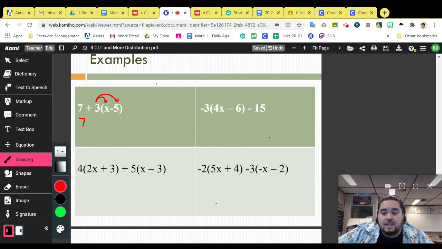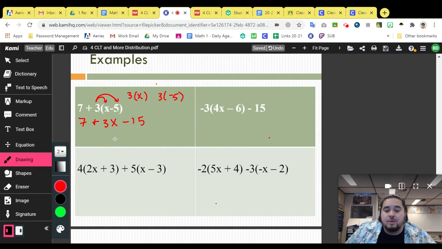Okay, so I'm just going to write this down so I don't forget it, and then I'm going to distribute. So in my head, this is what I'm doing, 3 times x and 3 times negative 5. So that's what's going on in my head. So 3 times x is 3x. I'm following my arrows. 3 times negative 5 is negative 15.